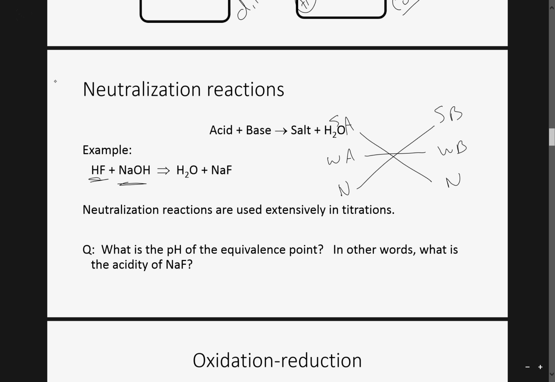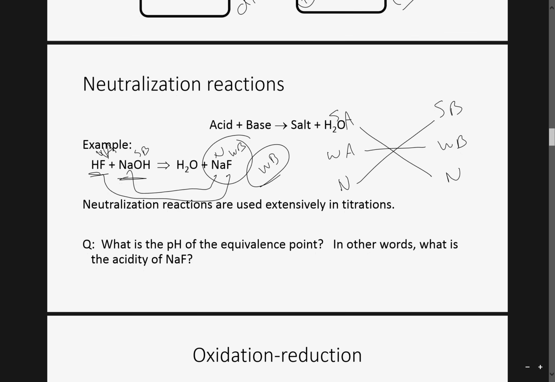So in this case, this one's conjugate is going to be the sodium. This one's conjugate is going to be the fluoride. This is a strong base, so this one is neutral. This one is a weak acid, and therefore this one is a weak base. This salt, therefore, is a weak base.